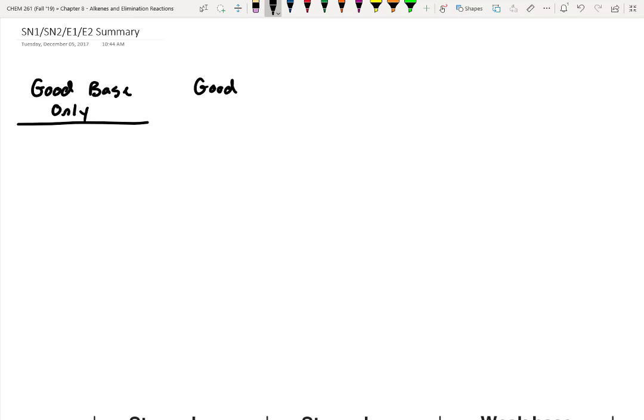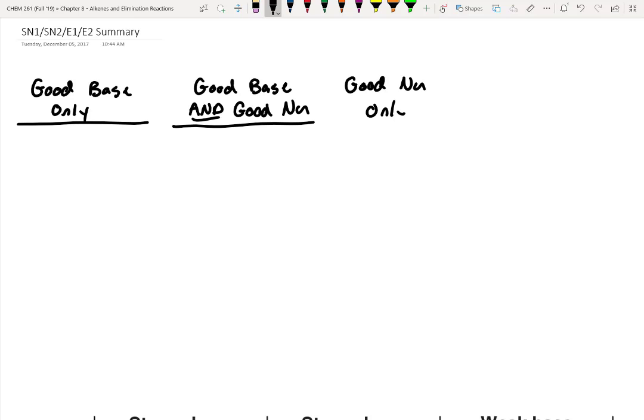All right, so let's make a list. We've got good base only. We've got a good base and good nucleophile. We've got a good nucleophile only. And then last but not least, we've got a weak base and weak nucleophile. So these were our three main classes.